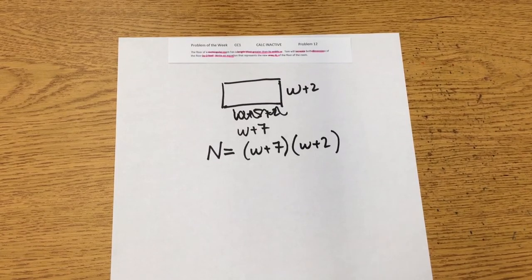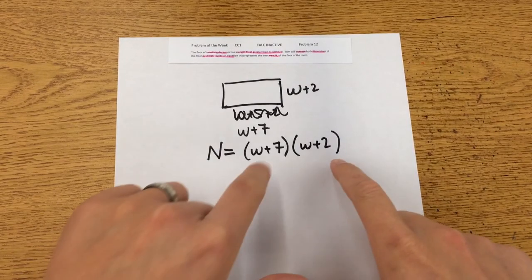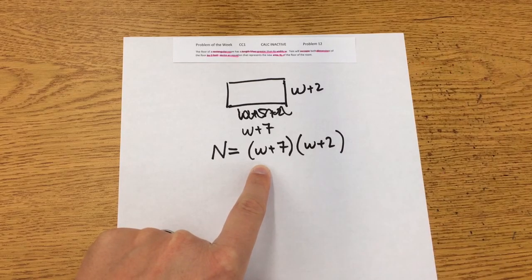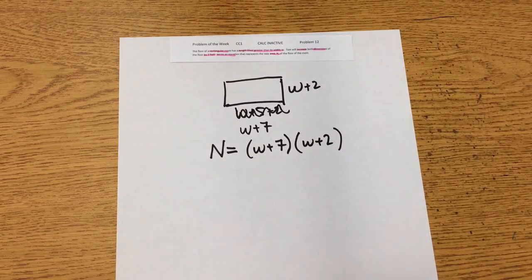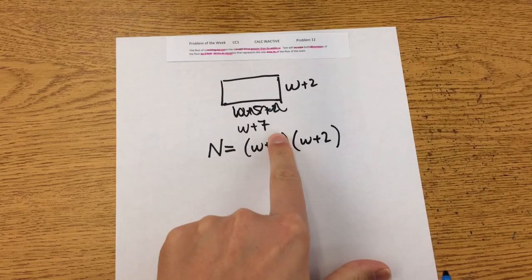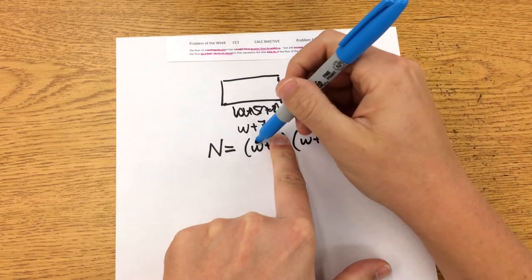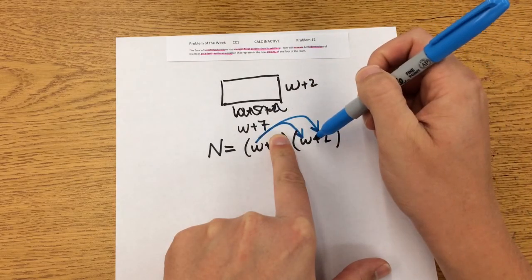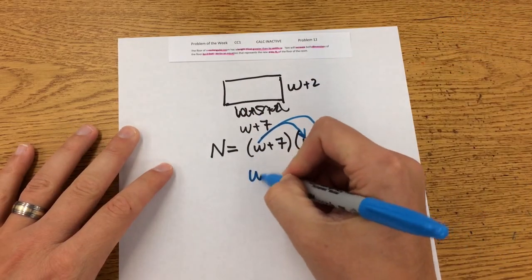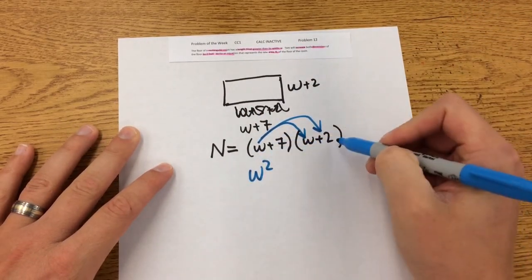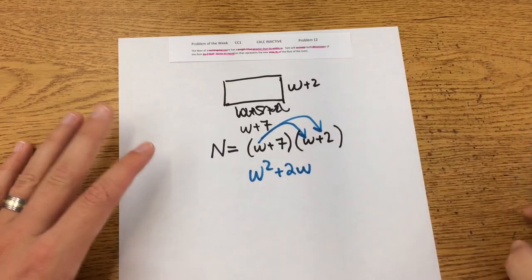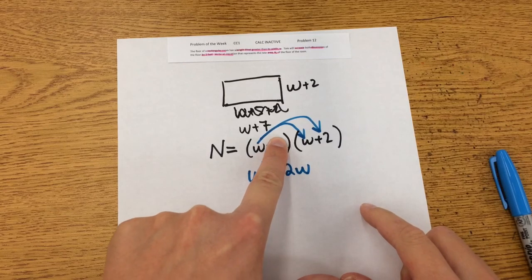Now, what we're going to learn later on this year is that you can actually multiply these things together. It's like a big-time distributive property here. So if I just had the W here, I would be able to distribute it into this problem, right? So I do W times W, that's W squared. W times 2 is 2W. Okay, so I can do that because of the distributive property.